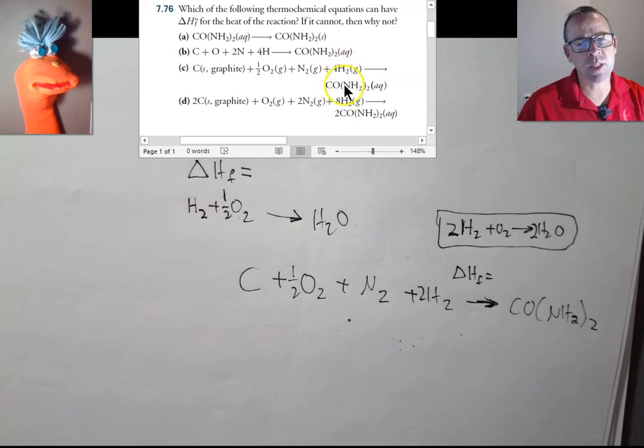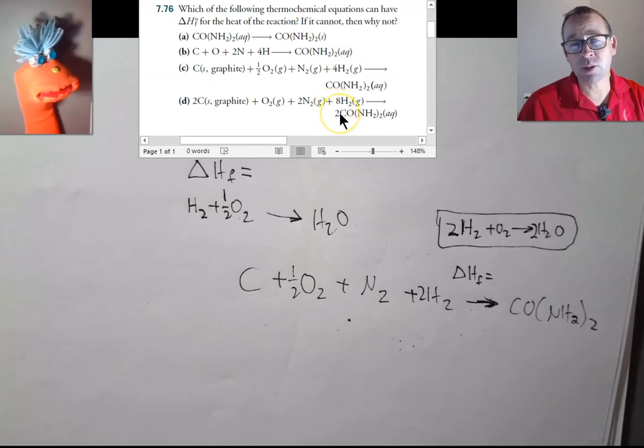What's the difference between C and D? Are they both formation reactions? I guess D just has no fractional coefficients. That's right, or it has a 2 here. But the problem with D is this number. Why? Why is that a problem?